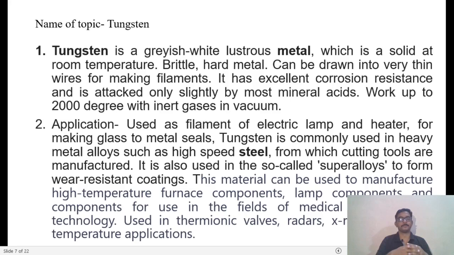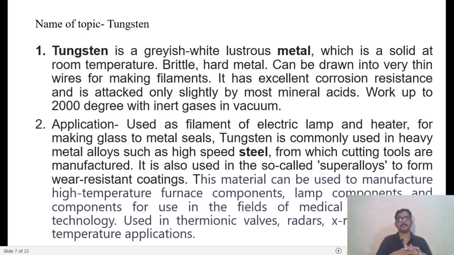Applications of the tungsten filament are electric lamps, heaters, and making glass-metal seals. Tungsten is commonly used in heavy metal alloys such as high speed steel, from which cutting tools are manufactured. This can be used in thermionic valves, radars, X-ray tubes, and high temperature applications.